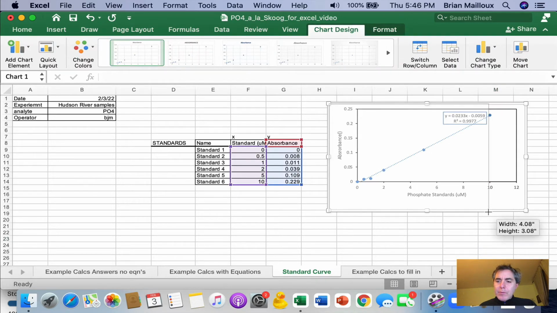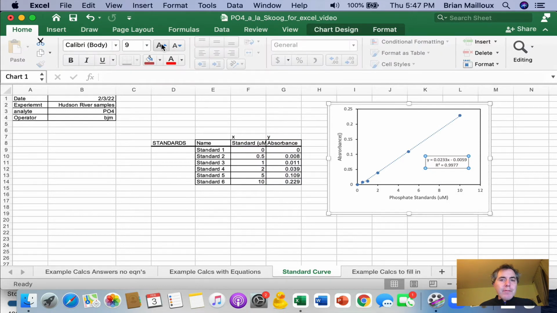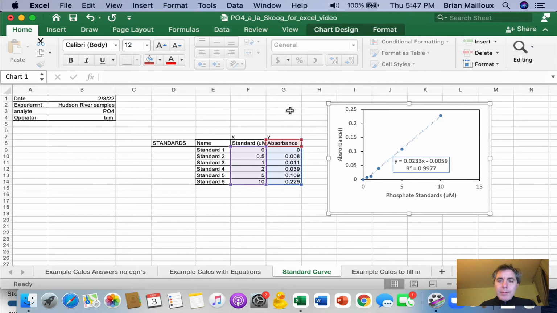I'm going to make it square and move this here. I'm going to now go home and increase all the fonts. Click on the whole thing, make the whole thing 12. And I'm going to make the box a little bit smaller.